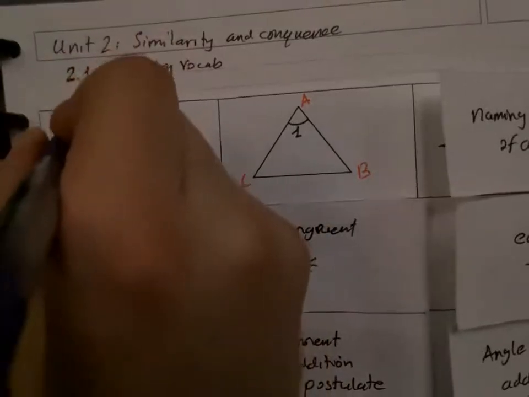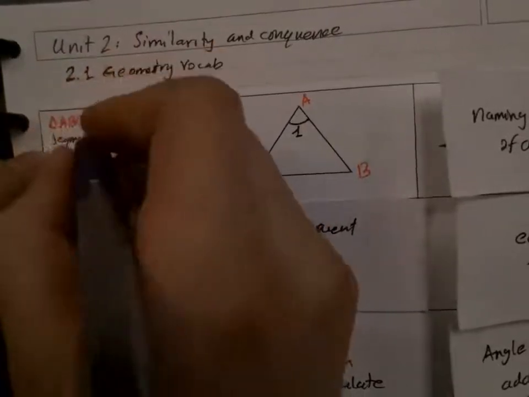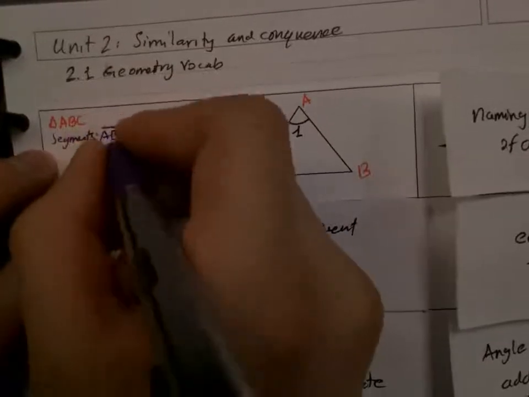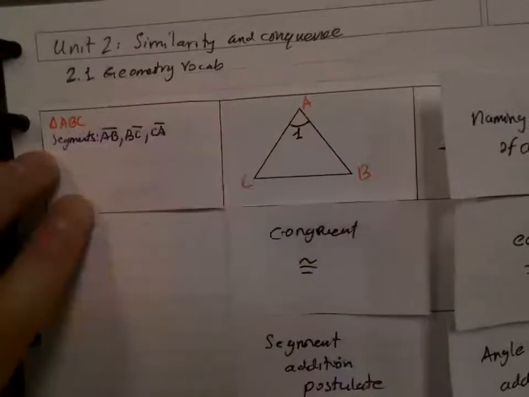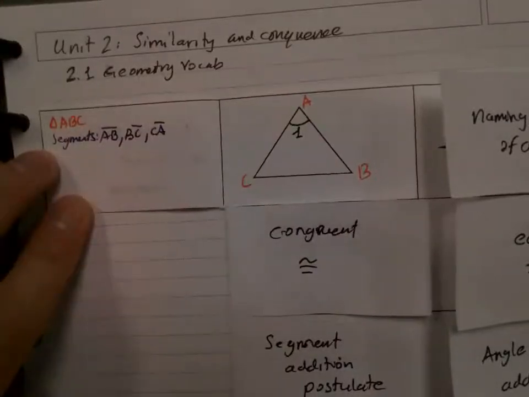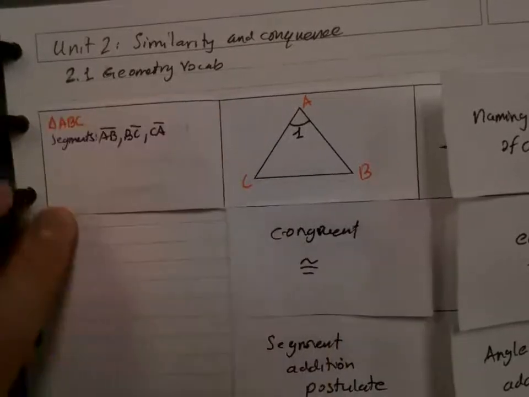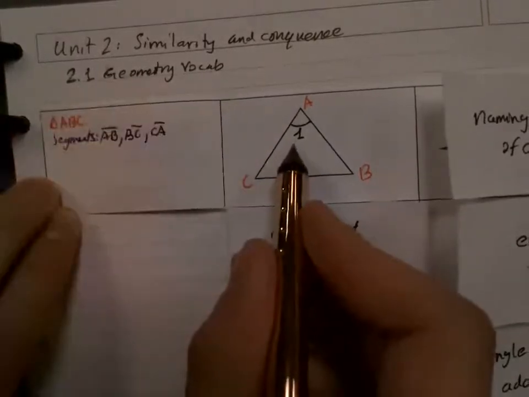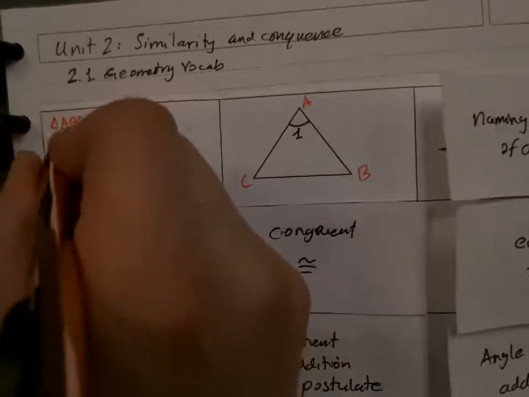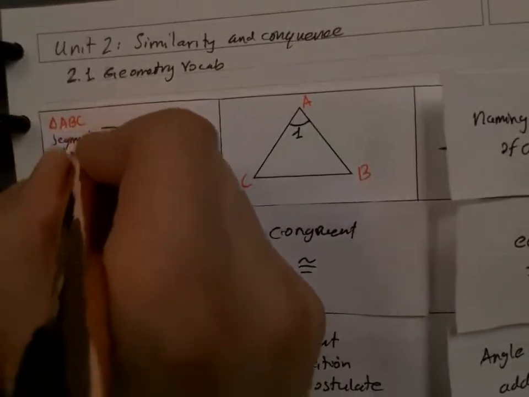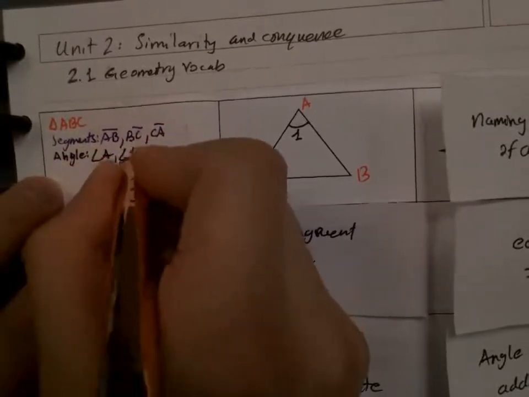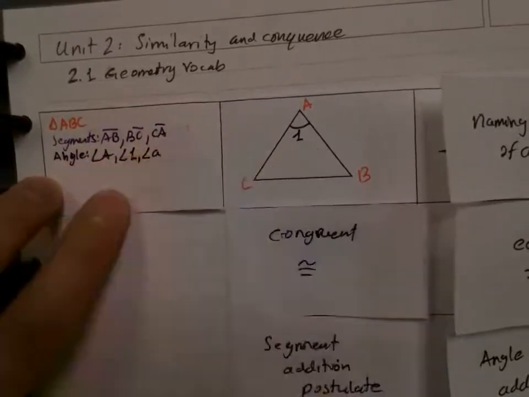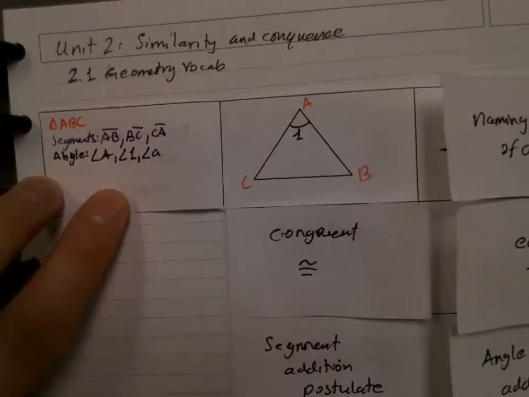with segments AB, BC, and CA. That's how we write the line segments. Okay? We write our angles as follows. There's two ways of doing this. One, given how the angles are labeled, for angle A, we could have angle A, angle 1, or angle lowercase a. Just some options in terms of notation.